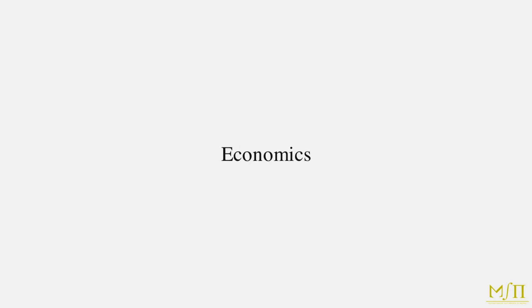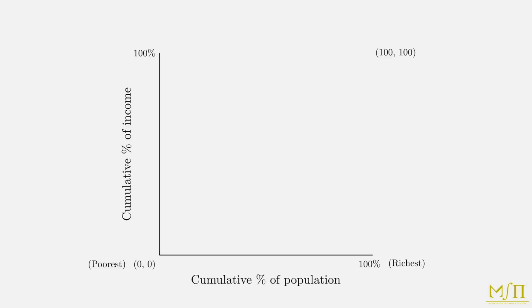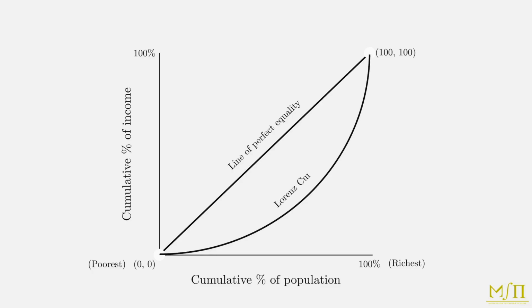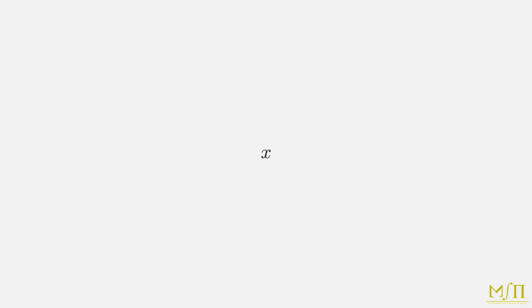Next up, economics. The Lorenz curve is a graphical representation of the distribution of income or wealth in a society. Basically, the farther the curve moves from the baseline, represented by a straight diagonal line, the higher the level of inequality.